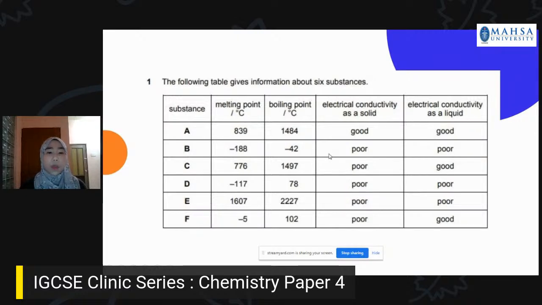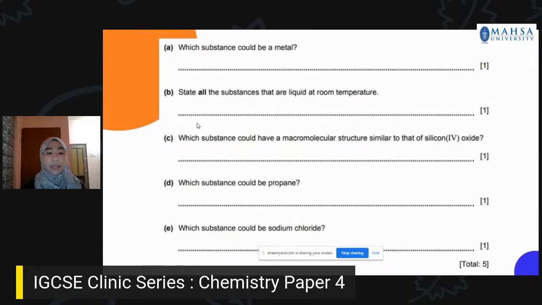So how can you know whether it's a metal or not? You can see the electrical conductivity. Metal is able to conduct electricity in liquid as well as in solid. The one that can conduct electricity in solid and liquid, with a high melting point and boiling point, will be A. So the substance that we consider a metal will be substance A. Okay, we go for the next question.